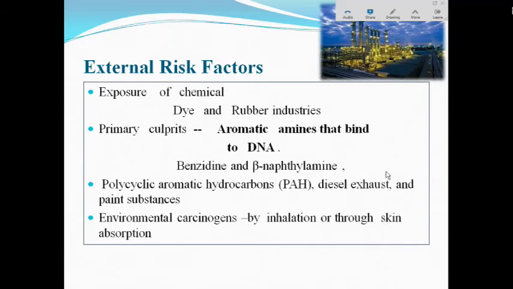So what are the external risk factors? One important external risk factor is smoking, and second, dye and rubber industries are very important risk factors for development of CA bladder. The primary culprits are aromatic amines that bind to DNA, benzidine and beta-naphthylamine. Apart from that, polycyclic aromatic hydrocarbons, diesel exhaust and paint substances are also very important.